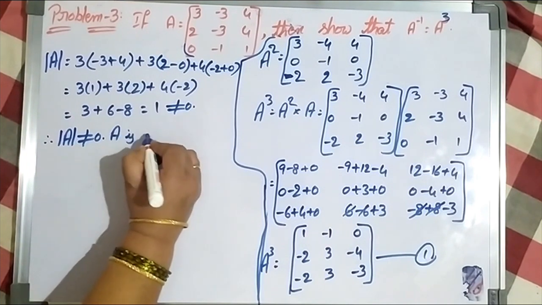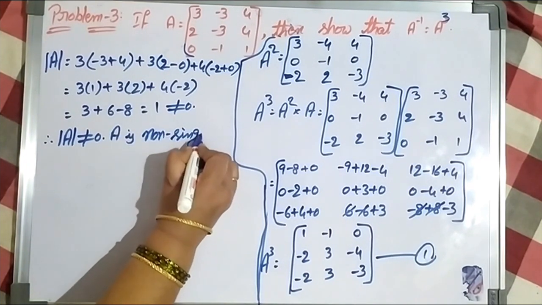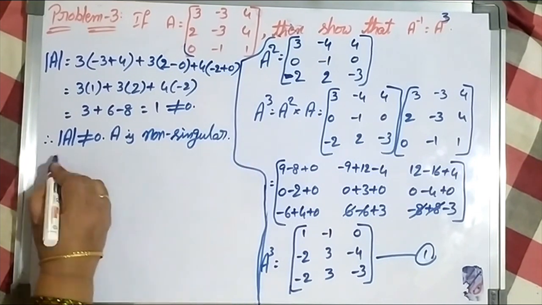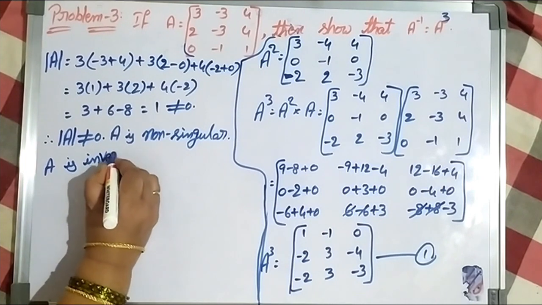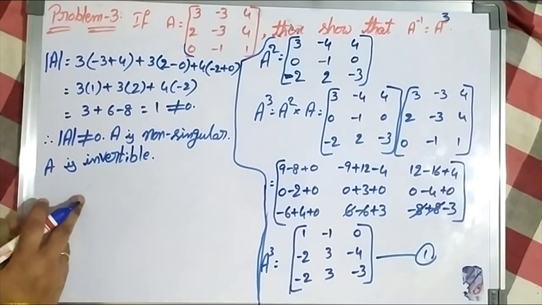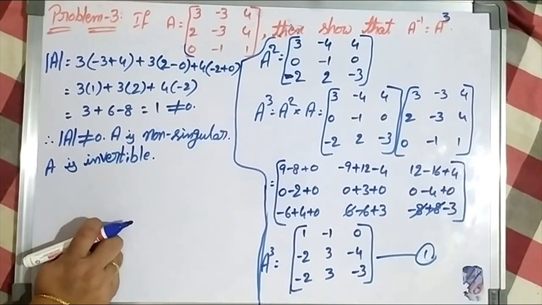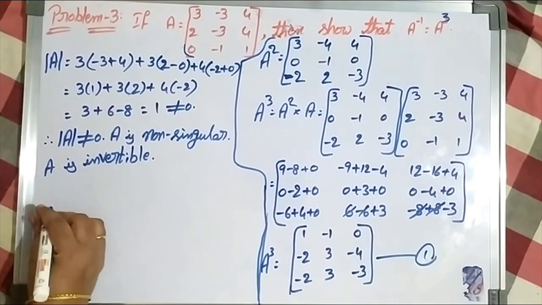Then A is non-singular. If a given matrix is non-singular, then A is invertible. Then we have to find the adjoint of A. Adjoint of A is nothing but the transpose of the cofactor matrix of the given matrix. Then first find out the cofactor matrix.